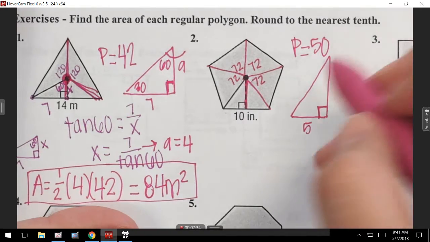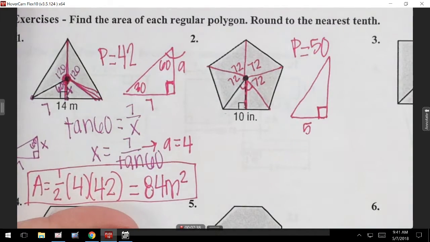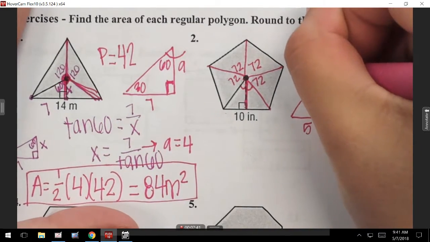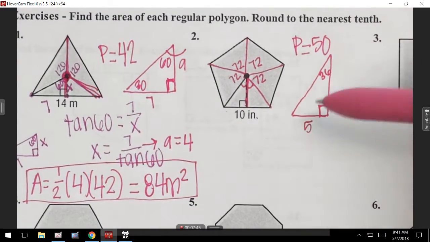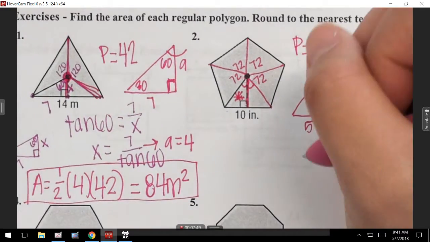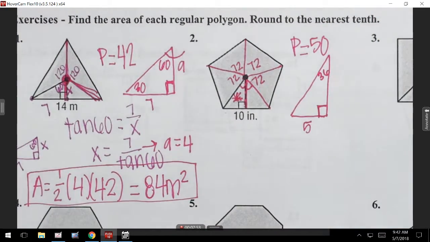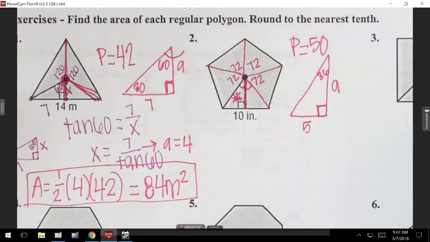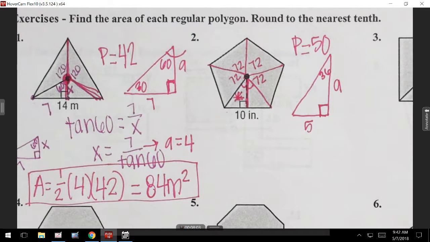Okay? Then, if you break 72 into 2 pieces, it's going to be 36. So both of these are 36. So this is the one triangle I want to work with. This is this triangle right here. 36 and 5. And I'm going to put an A here. Why am I putting an A here instead of an X? We're finding the apothem. So I'd rather just call it A so you know exactly what I'm talking about.